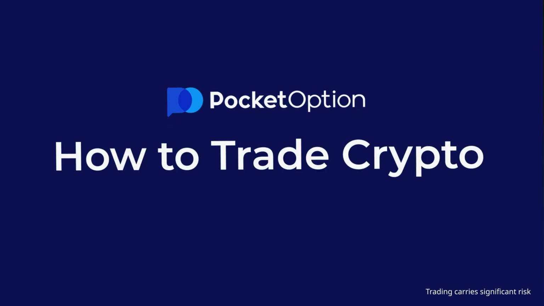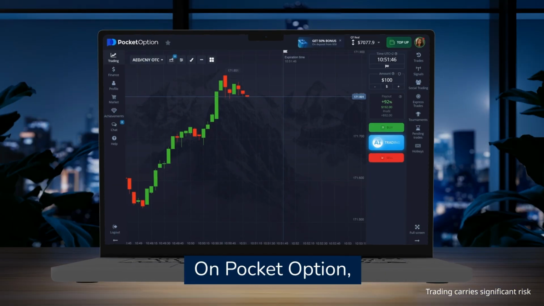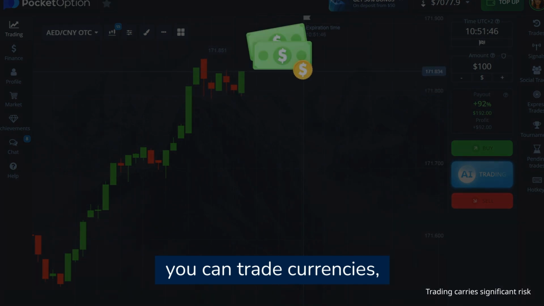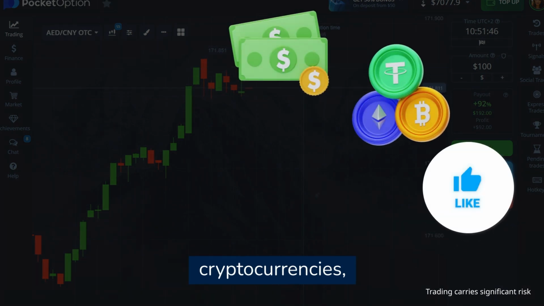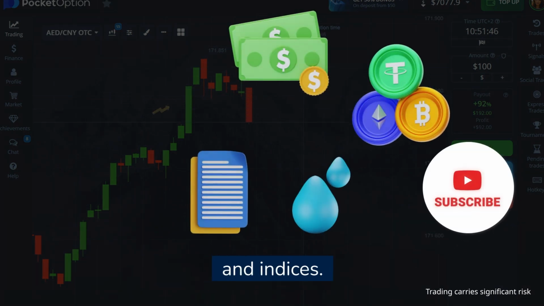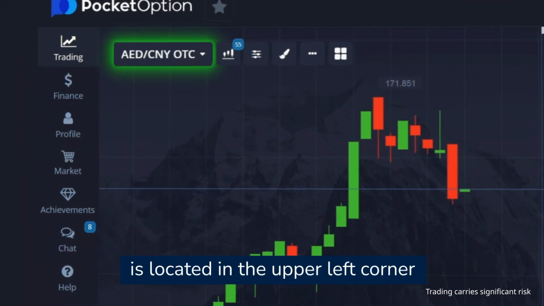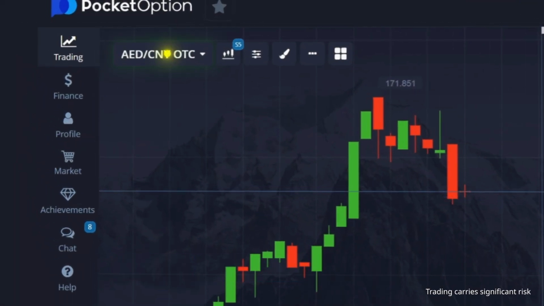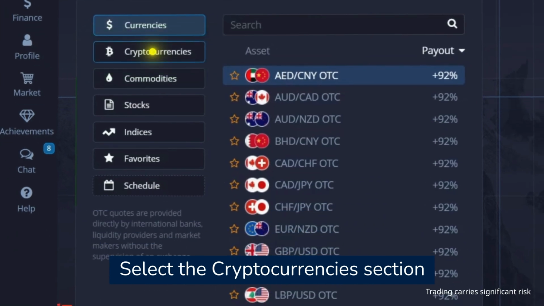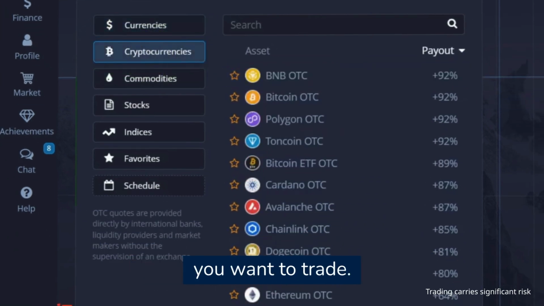How to trade crypto. On Pocket Option, you can trade currencies, cryptocurrencies, commodities, stocks, and indices. The Trading Assets menu is located in the upper left corner of the interface. Select the cryptocurrencies section and choose the specific crypto you want to trade.